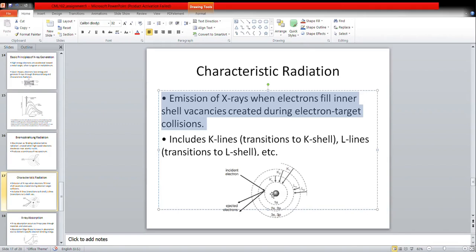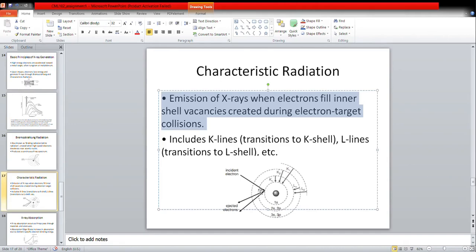It goes near the nuclei and thus penetrates through different shells, and while penetrating through the shells, the radiation which is released is called characteristic radiation. However, the radiation which is observed when the electrons decelerate while striking the surface is called Bremsstrahlung radiation.